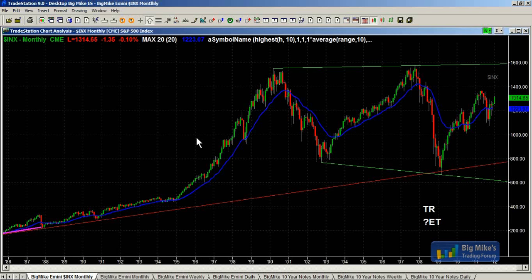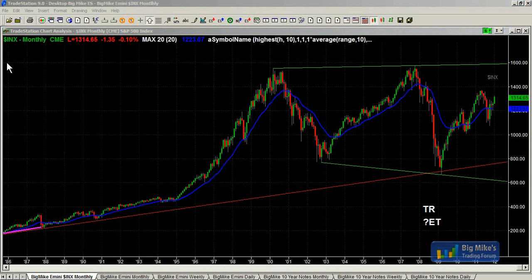So if I were placing trades on the monthly chart, I would start to look for opportunities to short. Hold on a second. Let me pause this for a second. I want to see if I have one other screen. Yep. Okay.